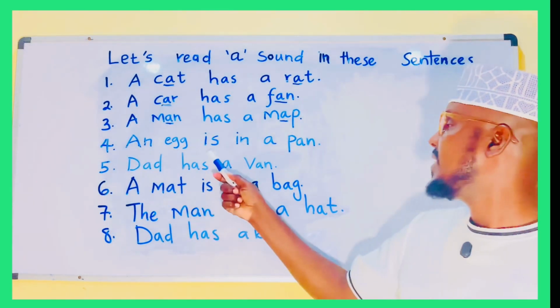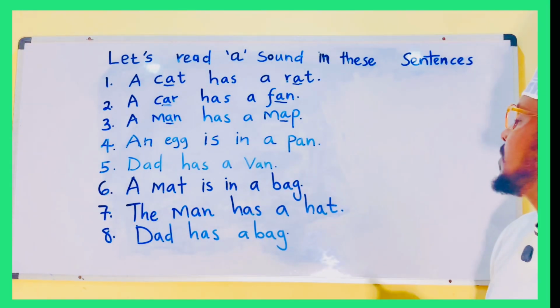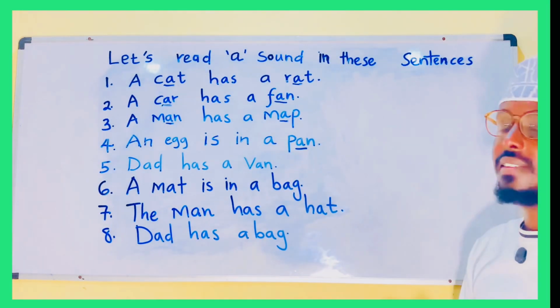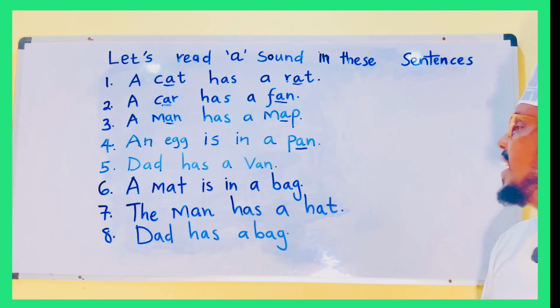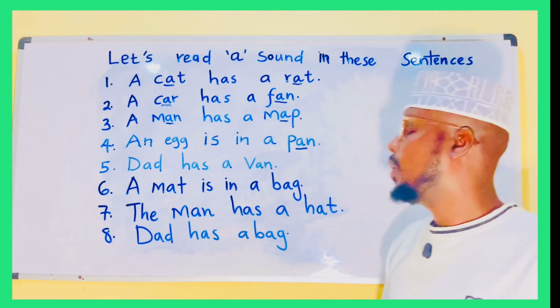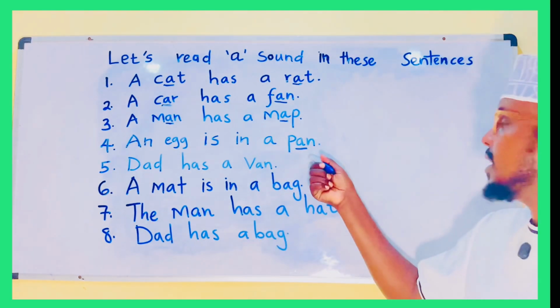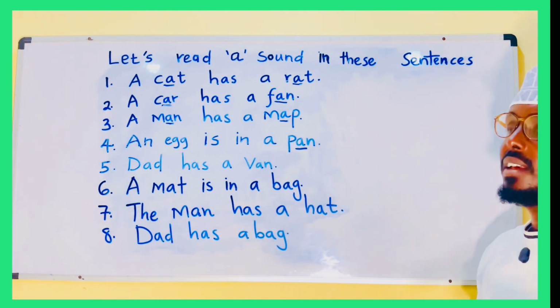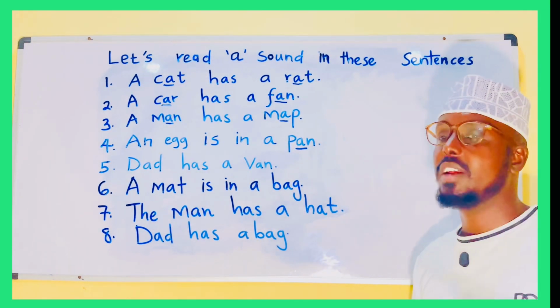An egg is in a pan. You can see this. That is a sound A there. An egg is in a pan. Okay. We are identifying the A sound, especially what we have learned, the words we have learned in our previous lesson.